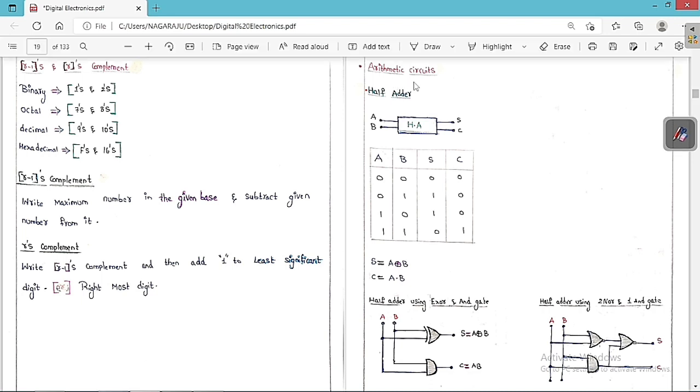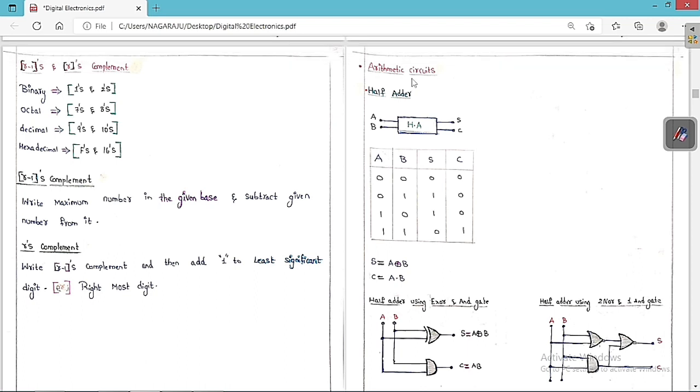We are going to discuss arithmetic circuits. We are going to see the different types of arithmetic circuits, and study each and every one of them. The first one is the half adder. It has only two inputs, A and B. If you add these two binary inputs, we get a certain answer and also a carry. So the output is a sum and a carry.